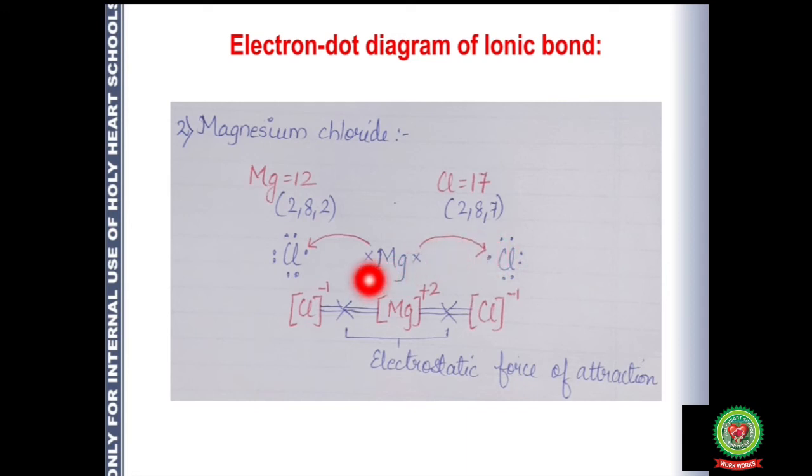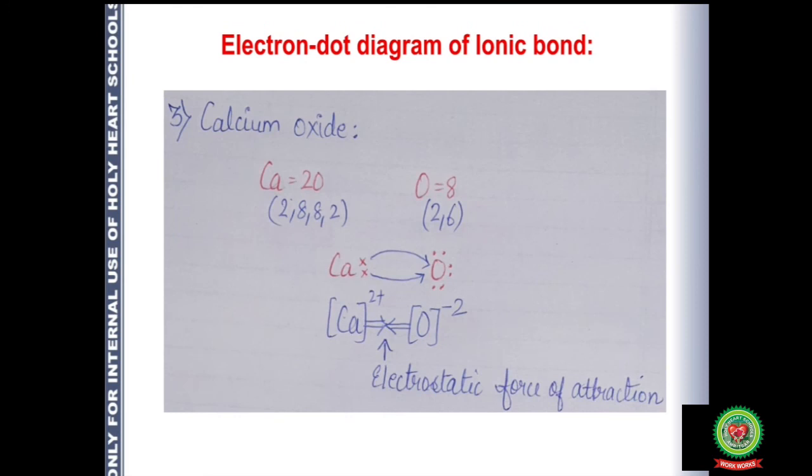So magnesium with its outermost shell electrons we have to write, and chlorine with its outermost shell. One electron magnesium gives to one chlorine, and the second electron of magnesium is given to the second chlorine. Magnesium has lost its 2 electrons, so it becomes +2, and chlorine has gained 1 electron, so -1 on both sides. The force of attraction between these ions is electrostatic force of attraction. That also you have to show with an arrow.